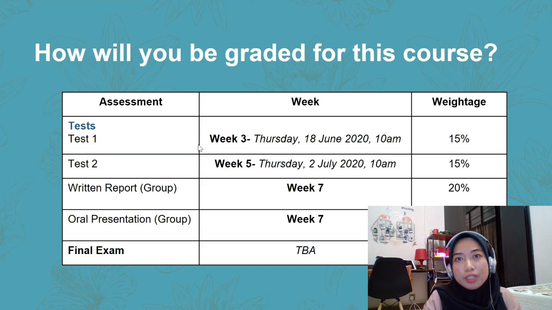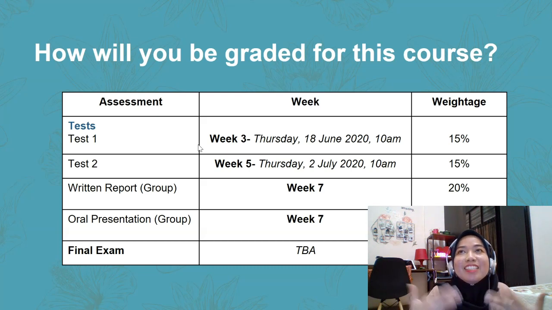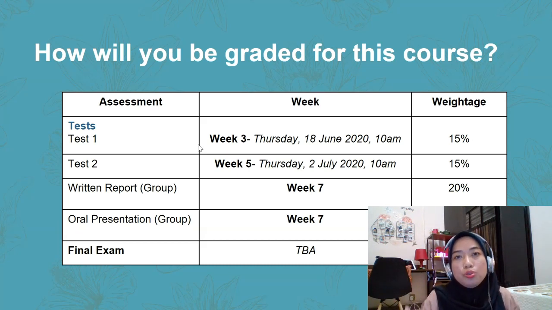We will be having our first test, and that will be 15%. Test 2 will be in week 5, on Thursday, 2nd of July at 10 a.m. as well, and that is 15%. These two tests will be open book tests. When it comes to open book tests, you have to be gracing yourself in this online presence. By all means, you also need quite a stable internet connection and some devices in order to do the test.